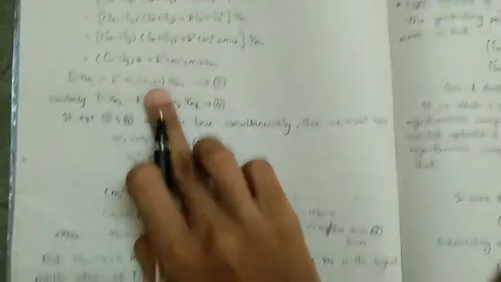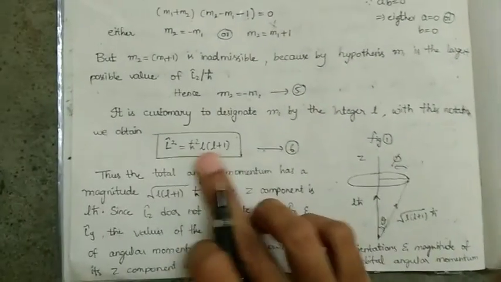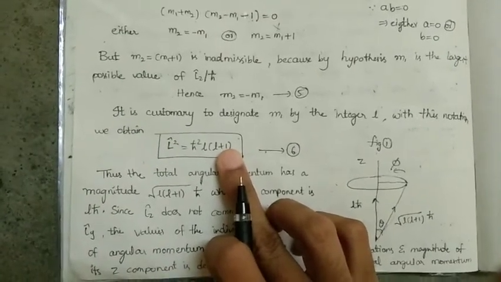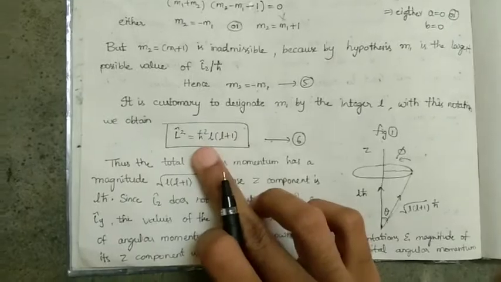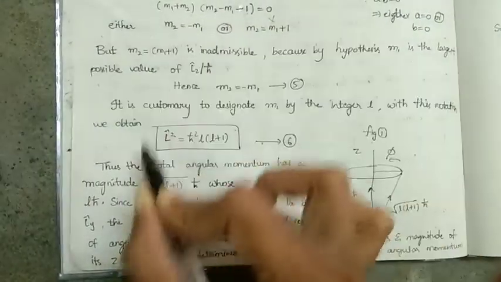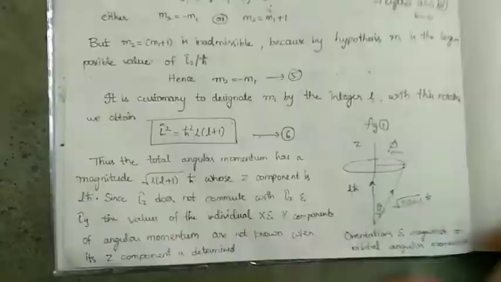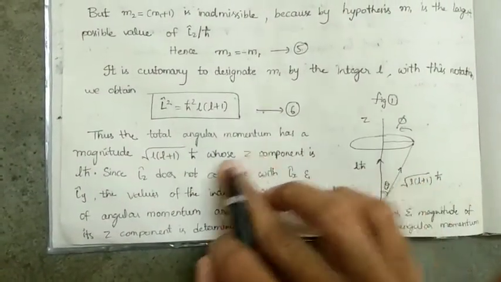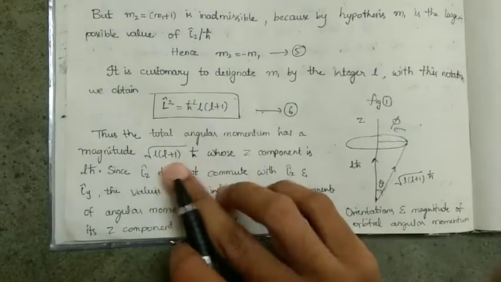So L into L plus 1, so h cut square L into L plus 1. So the eigenvalue of L square is nothing but L into L plus 1 h cut square. So this is the eigenvalue of this L square operator. Thus the total angular momentum has a magnitude root over L into L plus 1 h cut.